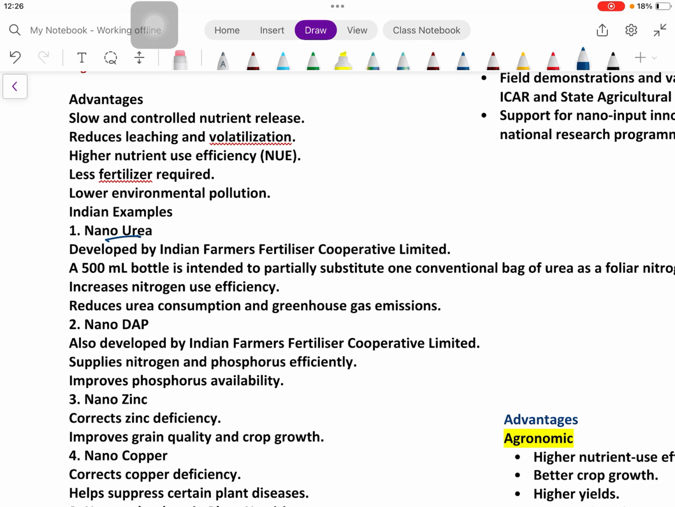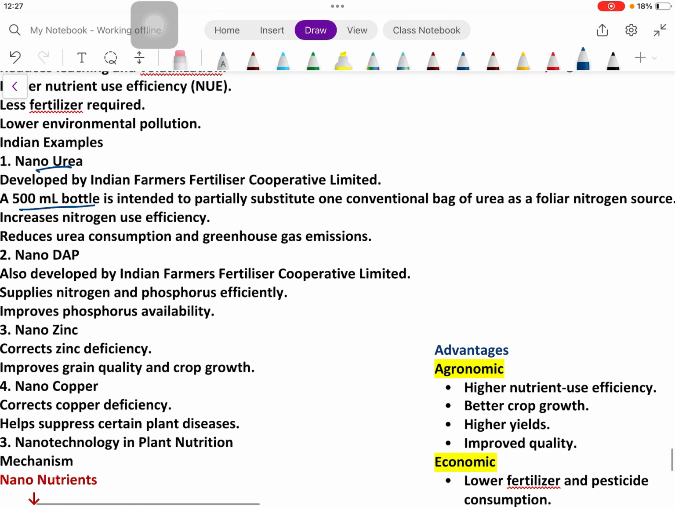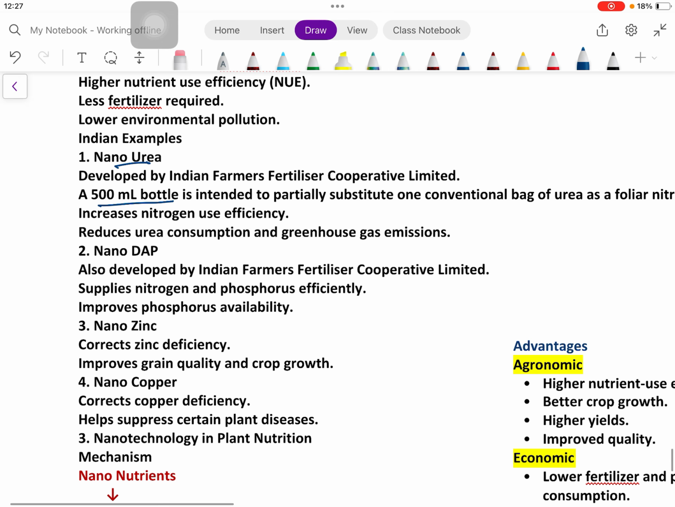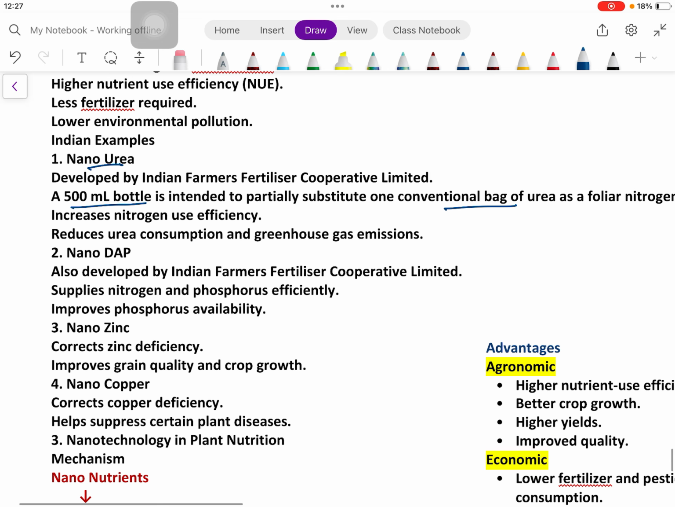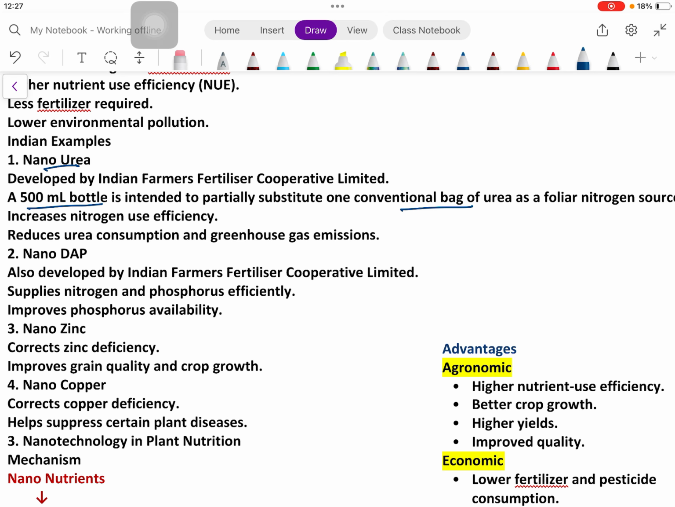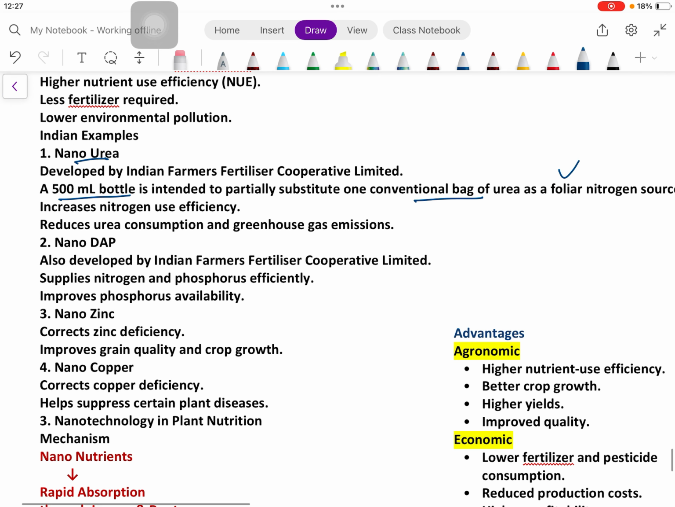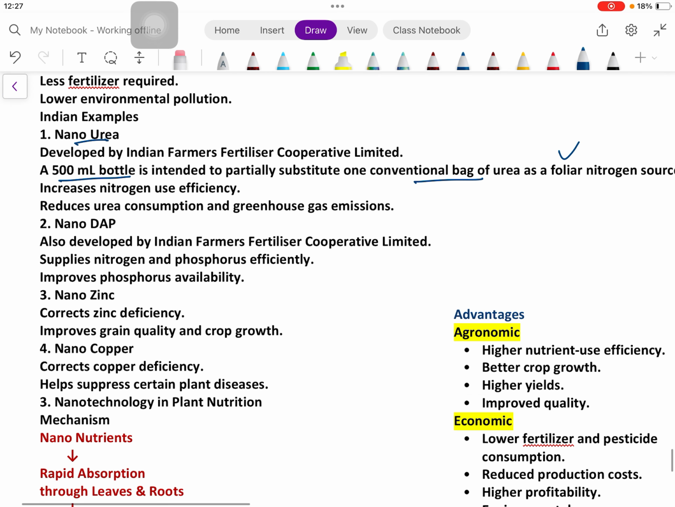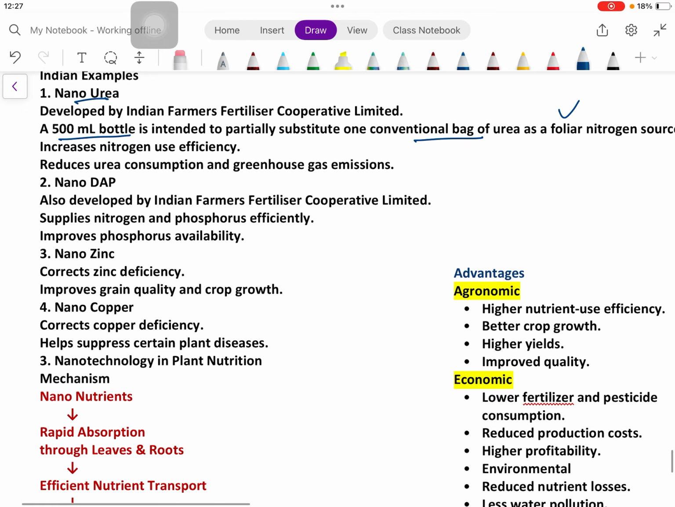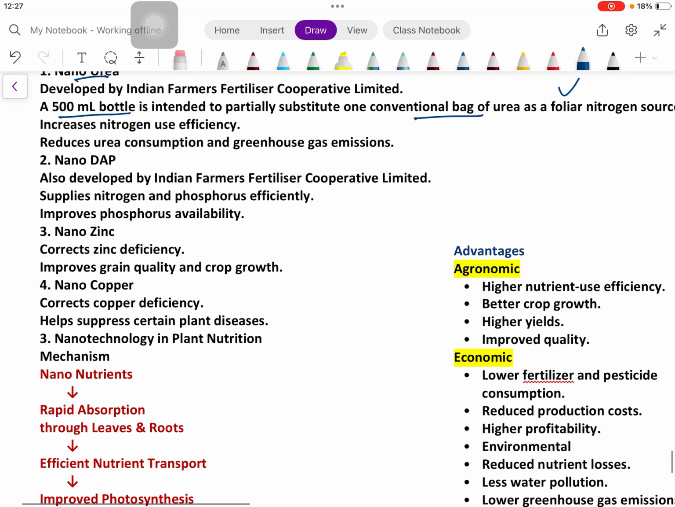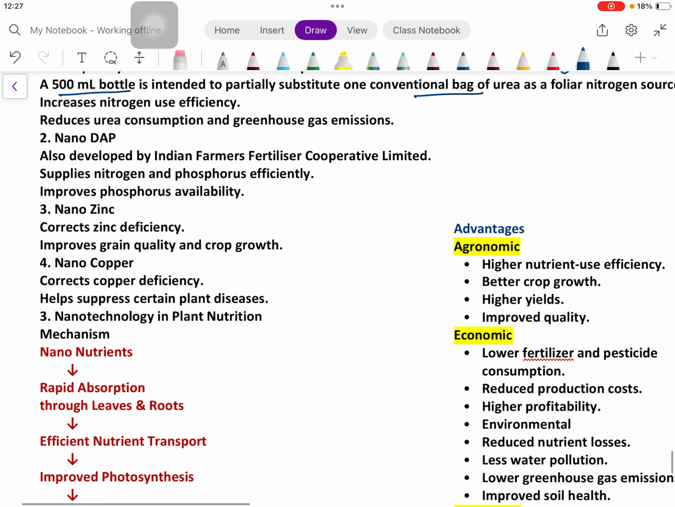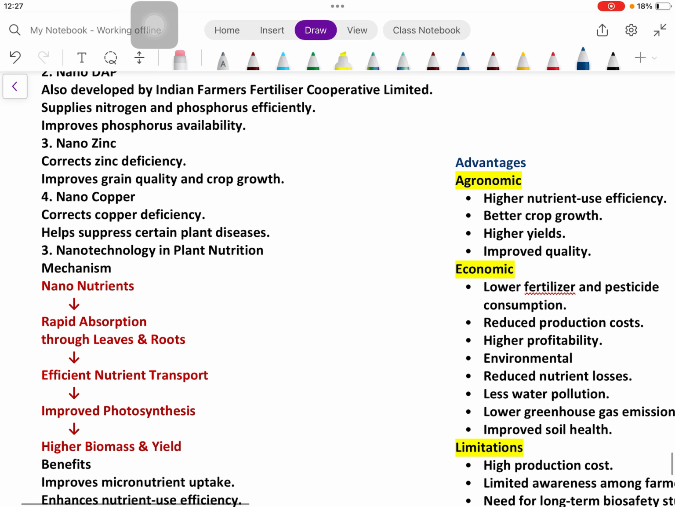So nano urea, similar thing has been written. A 500 ml bottle substitutes one conventional bag of urea as a foliar nitrogen. So this is important: it is applied on the plant. That's why it is a foliar nitrogen source, not applied into the soil, so it reduces urea consumption and greenhouse gas emissions. Similarly nano DAP, IFFCO is producing both these fertilizers. Nano zinc is also now famous.